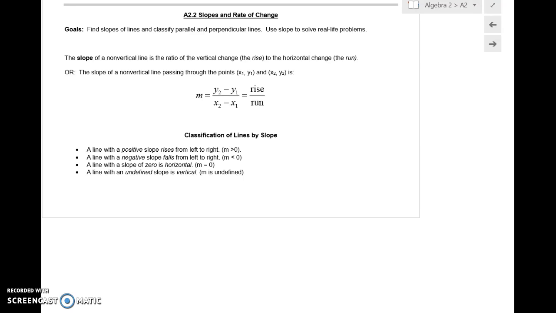If a line has positive slope, it rises from left to right. If a line has negative slope, it falls from left to right. A line with 0 slope is a horizontal line, and a line with undefined slope is a vertical line. Horizontal lines, when the slope is 0, that happens when you end up with 0 divided by a number.